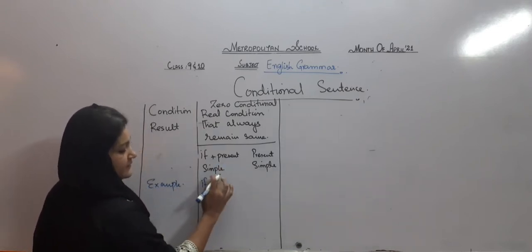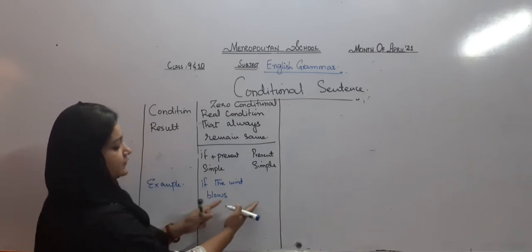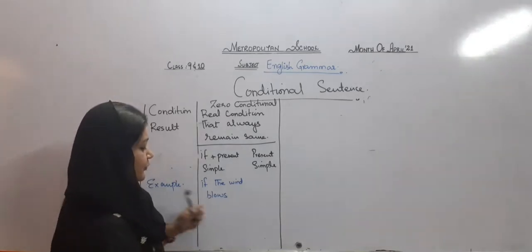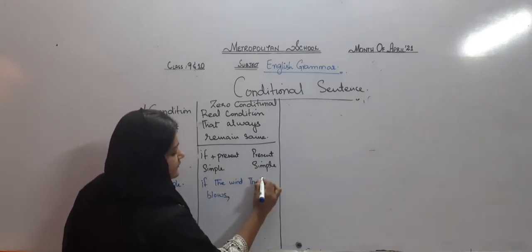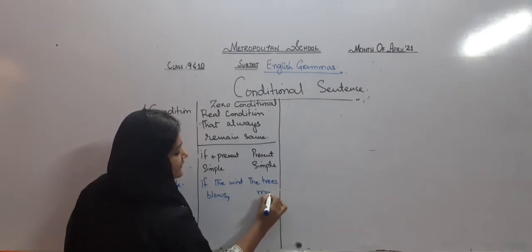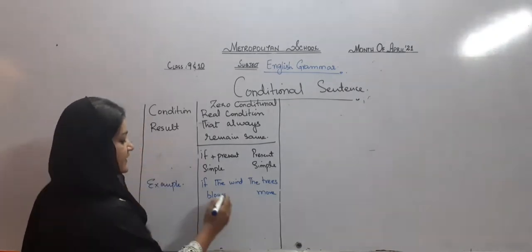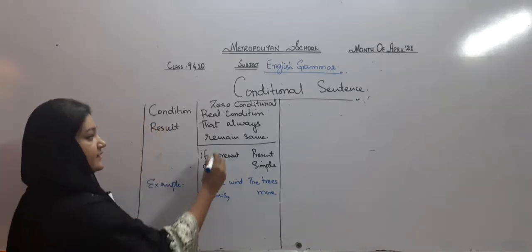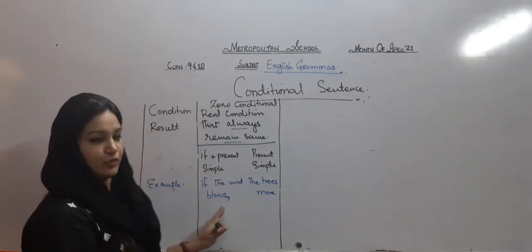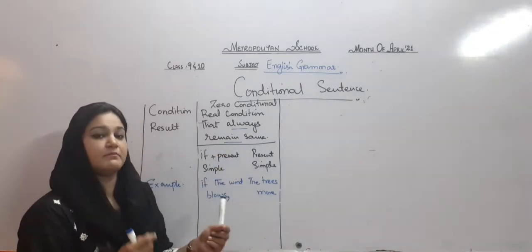For example, if the wind blows, keep it in your mind while we are moving to the second part of the sentence, you need to put a comma here. If the wind blows, the trees move. Have you noticed one thing? I have used present simple in both parts of the sentence. If the wind blows, the trees move. Whenever the wind blows, the trees move. It is a condition that always remains the same, in present, past and future.